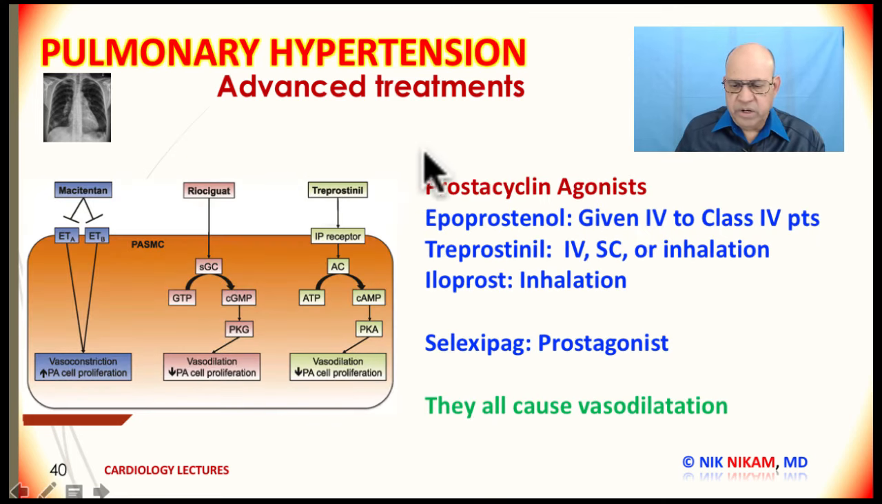Now let's look at the prostacyclin agonist. Those that promote the prostacyclin activity, that includes epoprostenol, which is given intravenously to patients with class 4 symptoms. So the way to remember, epoprostenol is given IV for IV patients or class 4 patients. Then we have these other drugs which also increase the prostaglandin production, which leads to vasodilatation.